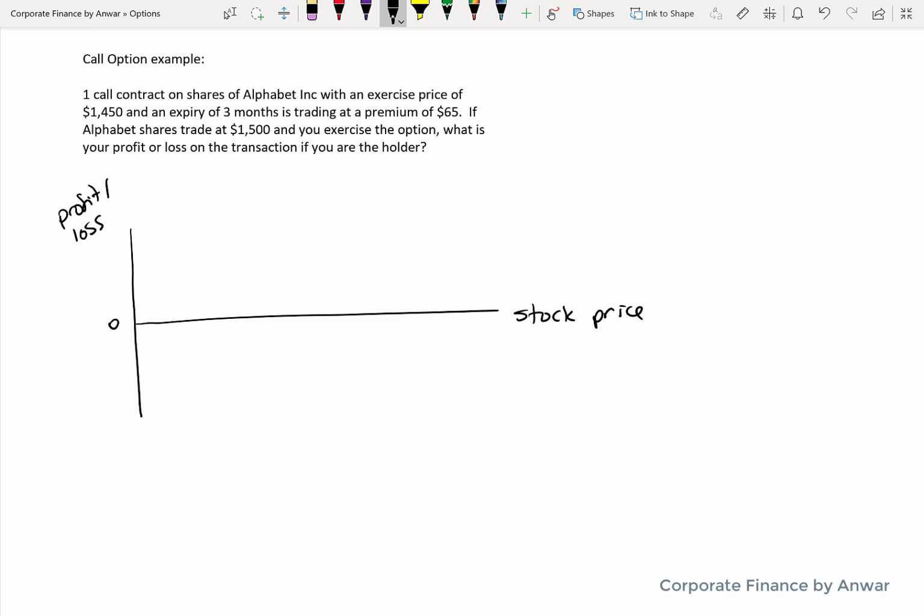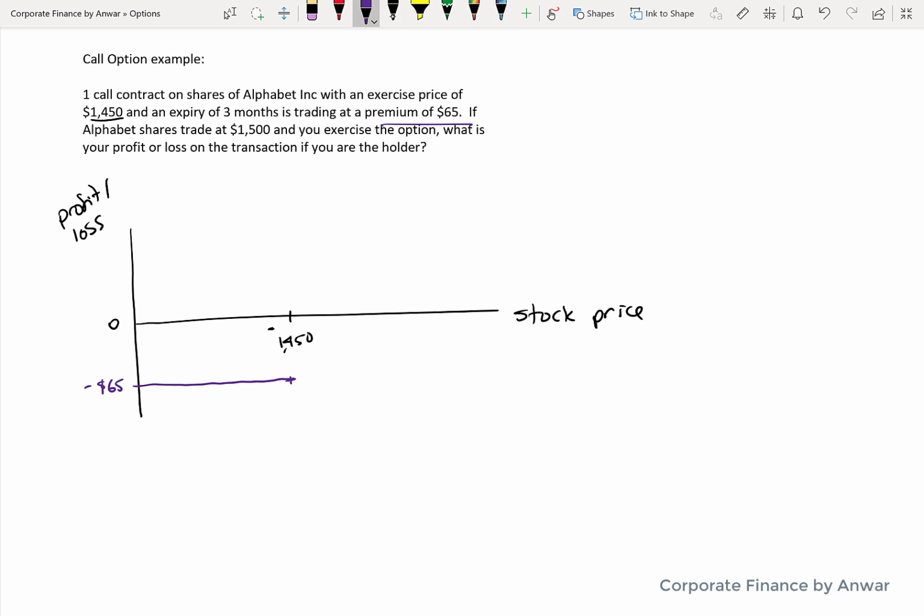So one of the key points is always going to be the exercise price. So 1450 is the exercise price, and at this point or lower, the option doesn't get exercised. If you're the holder, you're not going to buy the shares by exercising at 1450 when you can buy them in the marketplace for a price cheaper than that, 1200, 1300. So you would just let the option expire, and the consequence of that is you lose $65. So at that point you lose your premium of $65, and any price below that you lose your premium as well.